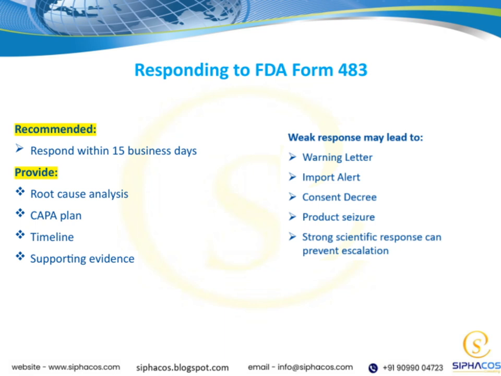Alongside that, develop a comprehensive CAPA plan, corrective and preventive actions, that clearly outlines how you'll address the root cause and prevent recurrence. Be sure to include a detailed timeline for implementing these actions, so there's a clear schedule in place. And don't forget to provide supporting evidence, documents, records, or data that substantiate your root cause analysis and CAPA plan. By following these steps, you're demonstrating your commitment to compliance and continuous improvement, which is essential for maintaining your quality systems and trust with regulators.